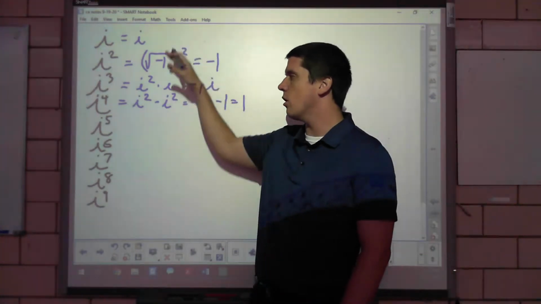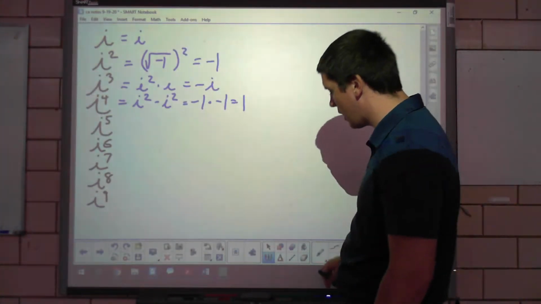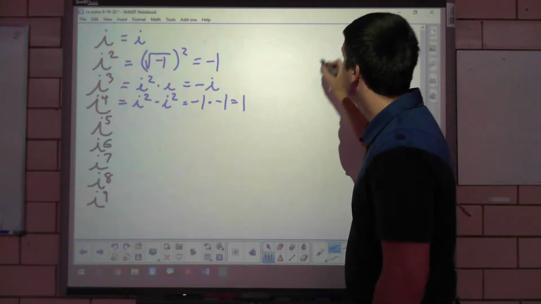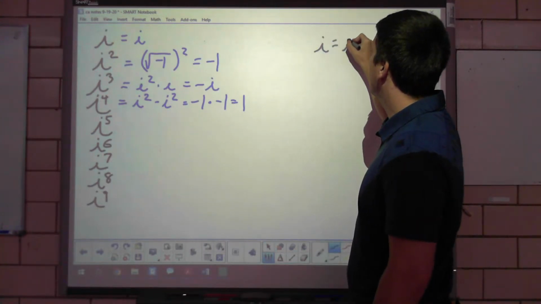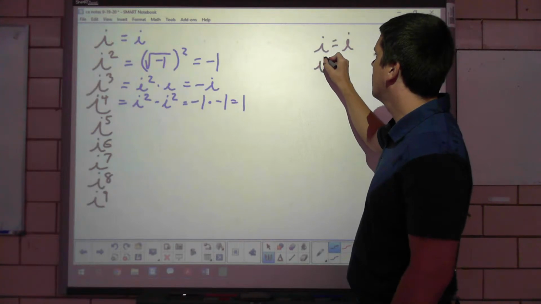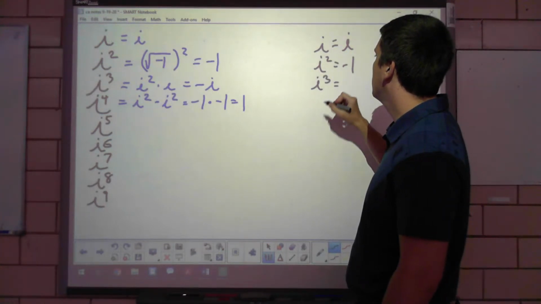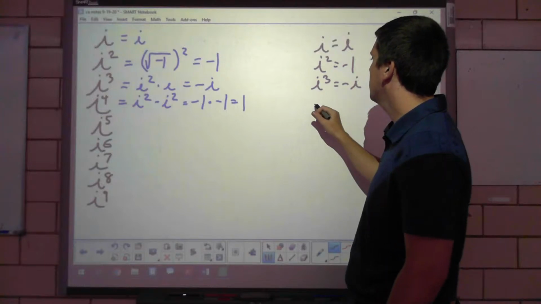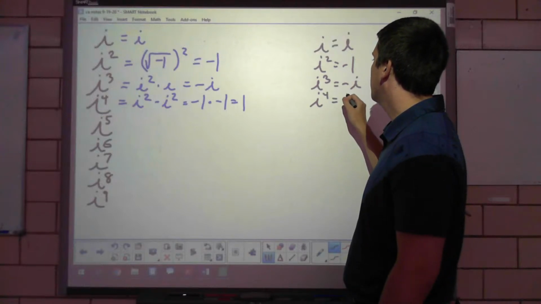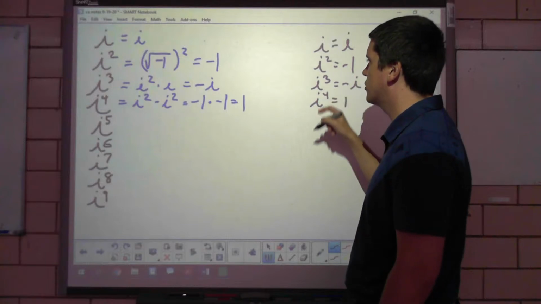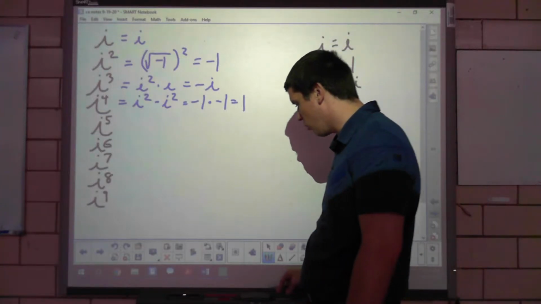Now, I was showing all this work here. I just want to go ahead and summarize that over here. So i is i, i squared is -1, i to the third is -i, and i to the fourth is 1. So again, just a little summary of what we just wrote.